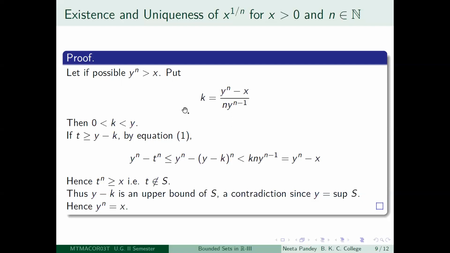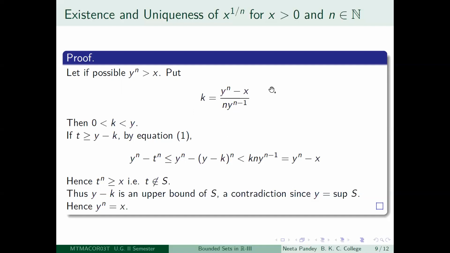So what did we do? We chose k equal to this. This is again from back calculation. So k is y to the power n minus x divided by n into y to the power n minus 1. Since y to the power n is greater than x, the numerator is positive, and the denominator is always positive. So k is a positive number, and also k is less than y.